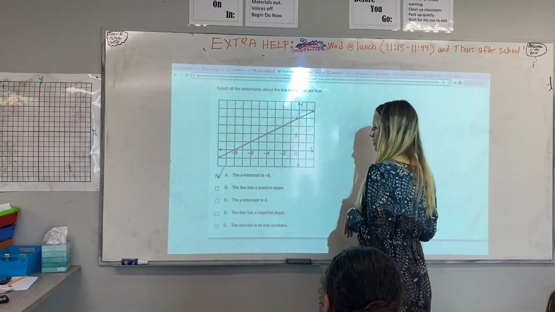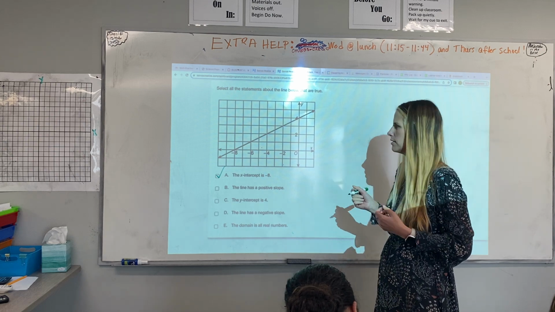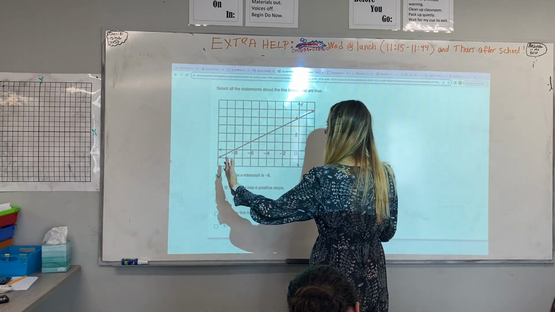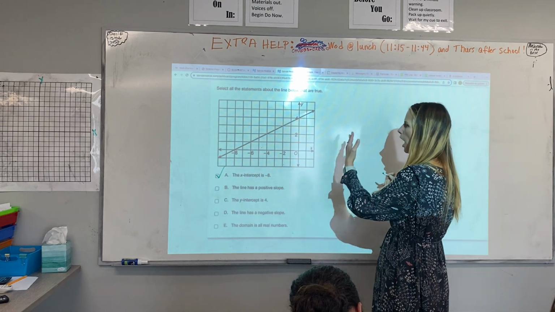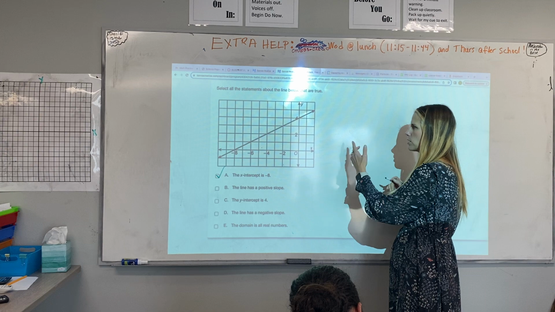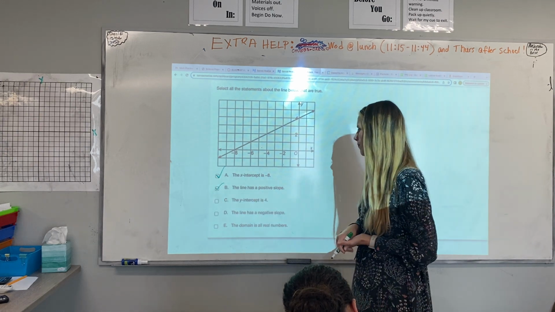Oh, I thought it was like the other way. Yeah, I can see that. But we read a line from left to right, so if it's going upward, it means it's positive. It's reaching higher in the positive numbers on the y-axis. It's positive, so that's going to be true.